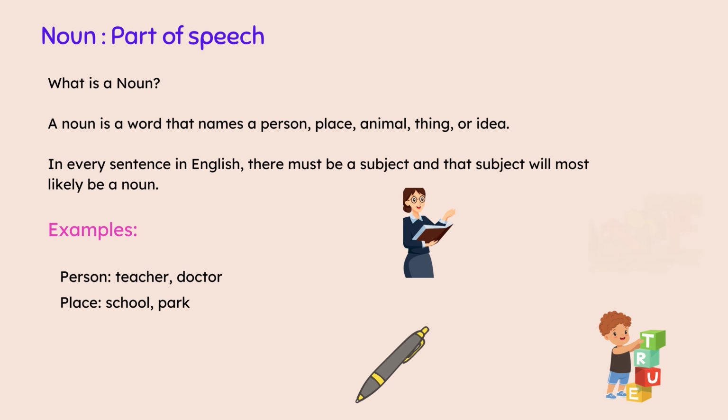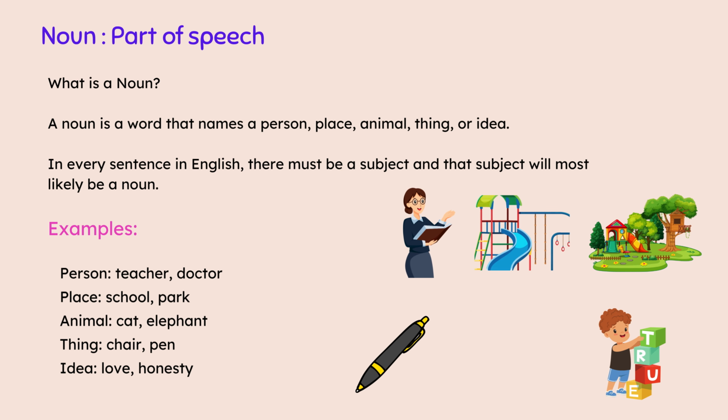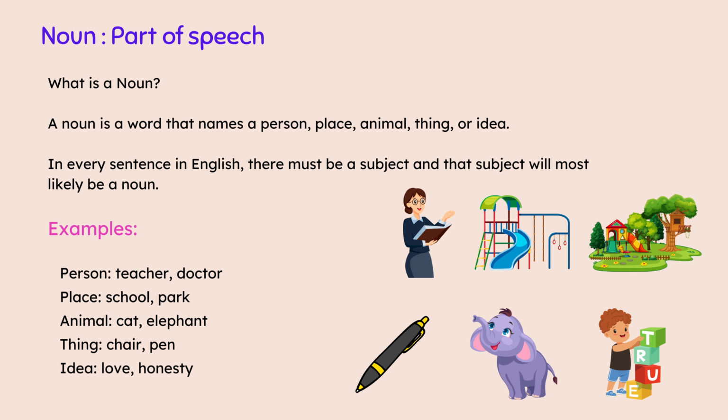Welcome again. Today, we're going to learn about nouns and different types of nouns. So let us see, what is a noun? A noun is a word that names a person, place, animal, thing, or idea. It's a basic building block of sentences. In every English sentence, there must be a subject, and most often, that subject is a noun.